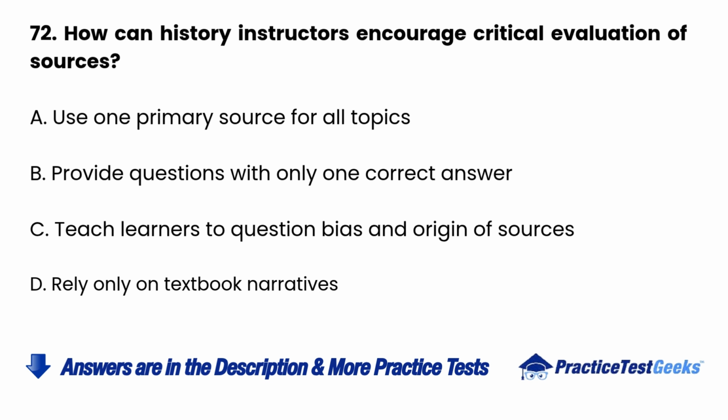72. How can history instructors encourage critical evaluation of sources? A. Use one primary source for all topics. B. Provide questions with only one correct answer. C. Teach learners to question bias and origin of sources. D. Rely only on textbook narratives.